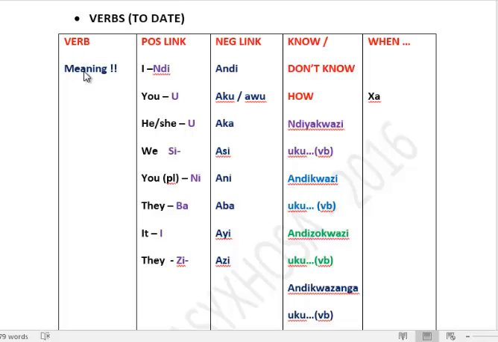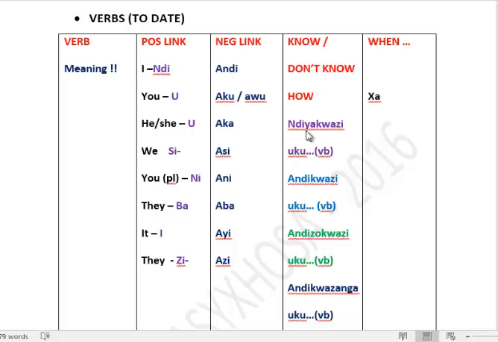First of all, the most important thing is that we must know what those verbs mean, and there are roughly 50 of them. We're going to use them with a positive link: ndi, u, si, ni, ba, i, and zi, and then the negative links which all begin with a: andi, aku or awu, aka, asi, ani, aba, ayi, and azi, and with kwazi, being able to or knowing how to or not being able to.